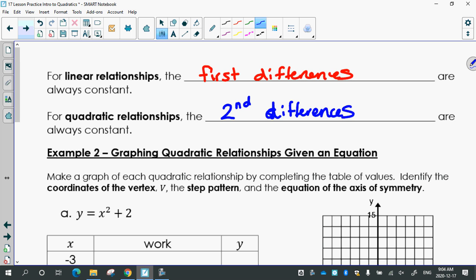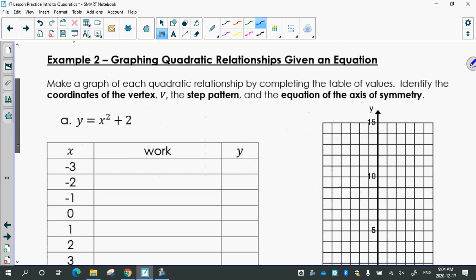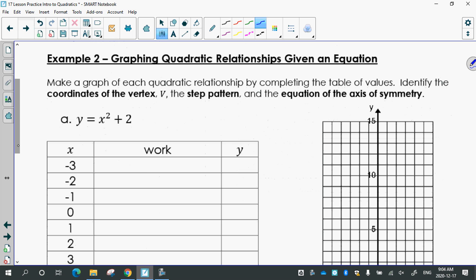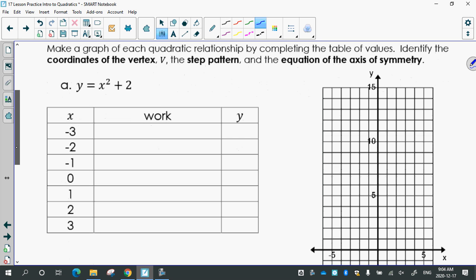So here's where you need your calculator. We're going to look at, given the graph in standard form, how could we draw a graph by making a table of values? And then from that table of values, we want to figure out what's the vertex, what's the step pattern, what's the equation of the axis of symmetry. Okay? So y equals x squared plus 2. Work here I'm writing just so you know what to enter into your calculator.